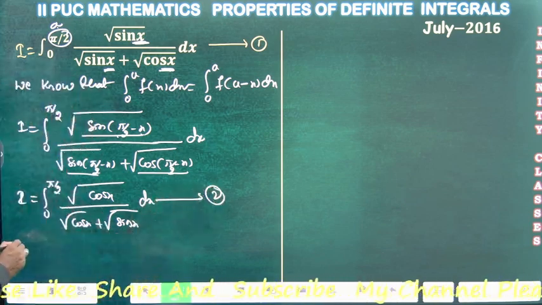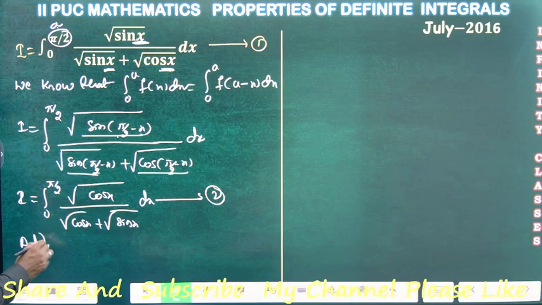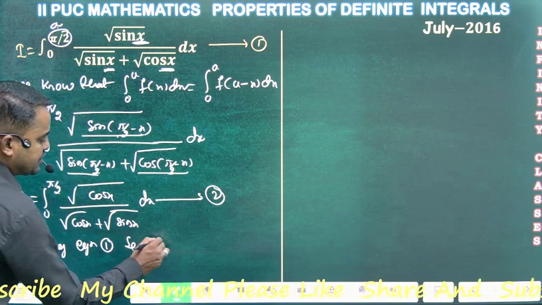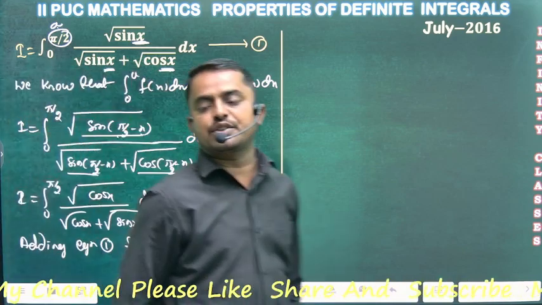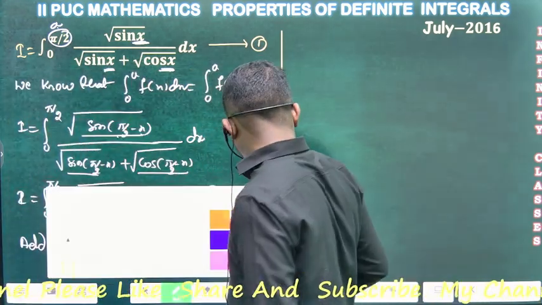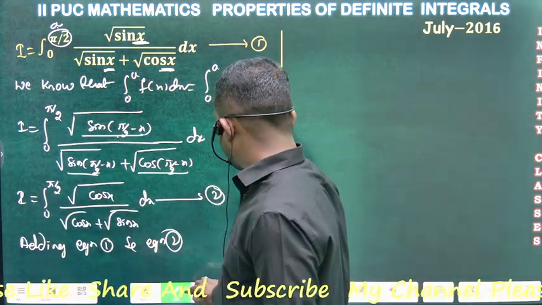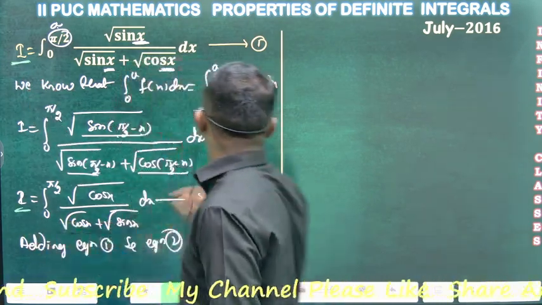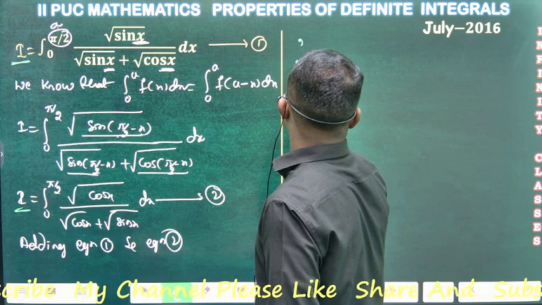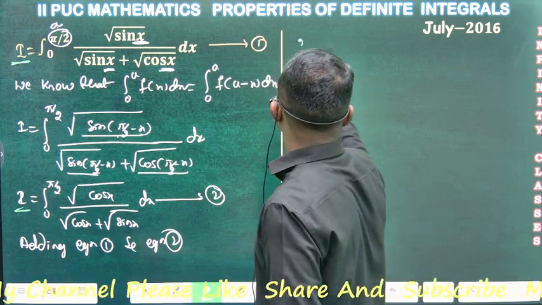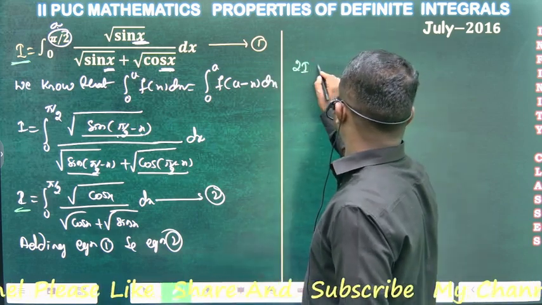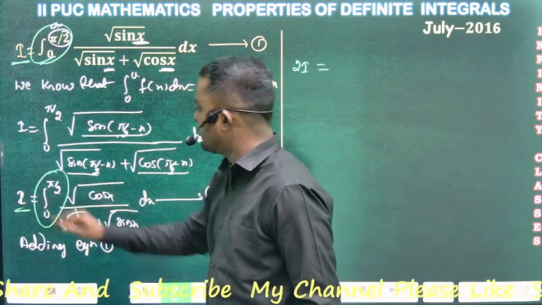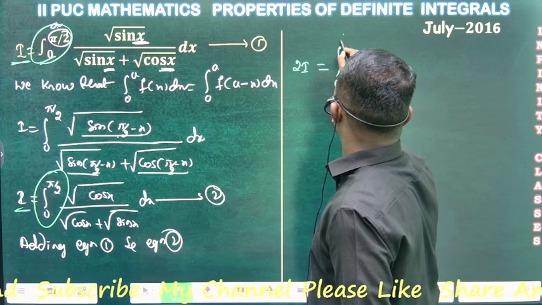Now adding equation 1 and equation 2. Adding equation 1 and 2 we get, what is the left side of equation 1 here? Observe here, equation 1, that is I. Here also I. I plus I will be what? 2I. That is 2I is equal to, then the integration is common here. Here 0 to 5 by 2, and here also 0 to 5 by 2. So it is common, 0 to 5 by 2.